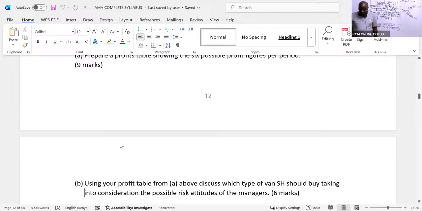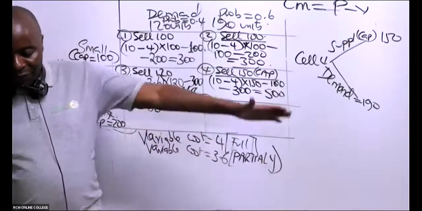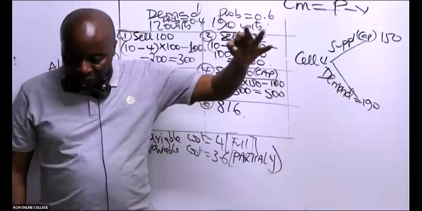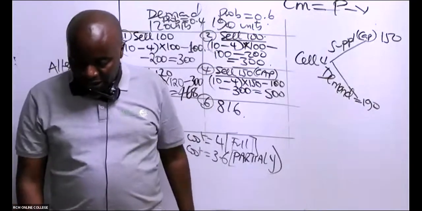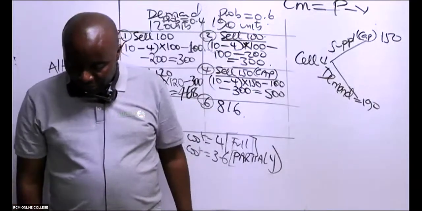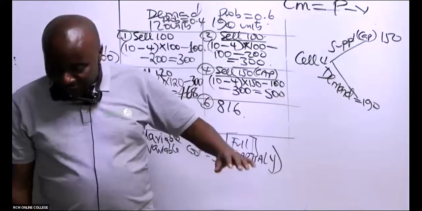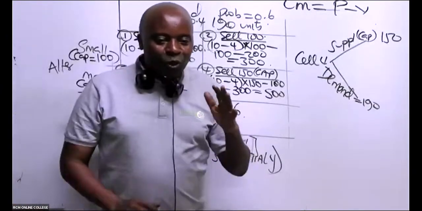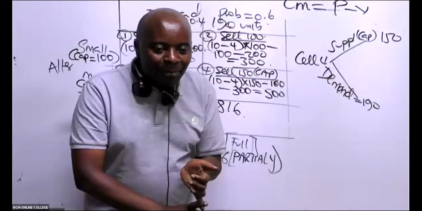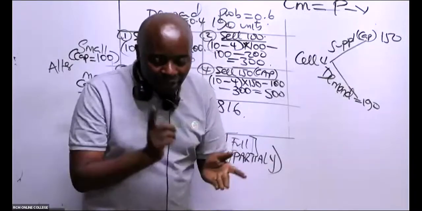So part B, using your profit table from above, discuss which type of van SH should buy, taking into consideration the possible risk attitudes of managers. We have 3 types of risk attitudes. Do you know them? Which ones are these? So we have risk takers, risk averse, and risk neutral.